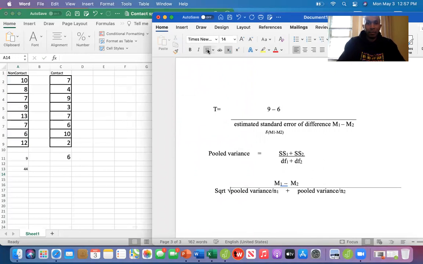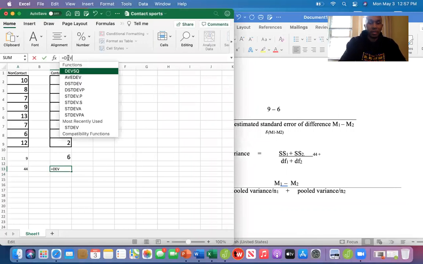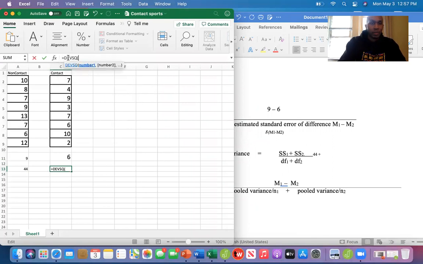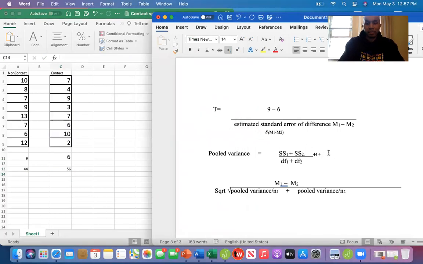Okay, it's underlining, remove that. Oh, okay, it's fine. 44 plus deviation squared for sample 2. Again, in the function box, equal deviation square. That's going to be C2 colon C9, 56. Gives us a neat number of 100. We're going to have 100 in the denominator.